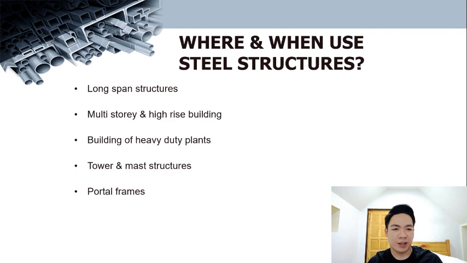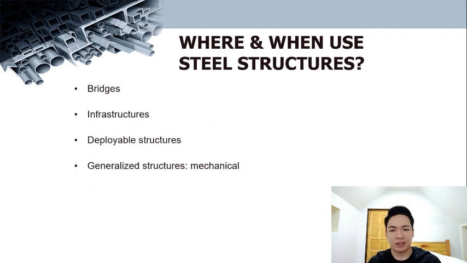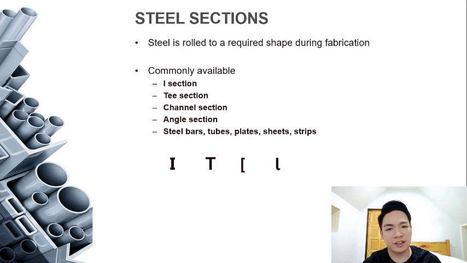So where and when do we use steel structures? We can use it in long-span structures, multi-story and high-rise buildings. We also can use it in buildings of heavy-duty plants, in tower or mast structures, and also in portal frames. We also can use it in bridges, infrastructures, deployable structures, and also in general mechanical structures. Steel sections: steel is rolled to the required shape during fabrication.